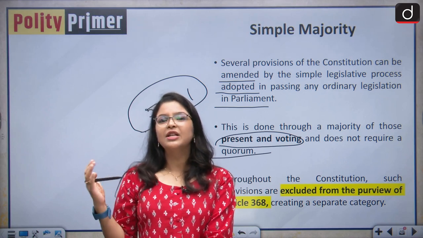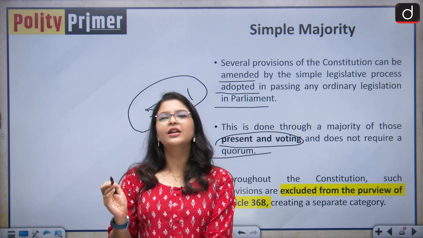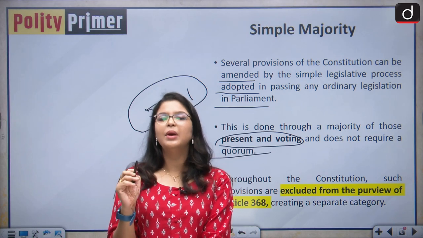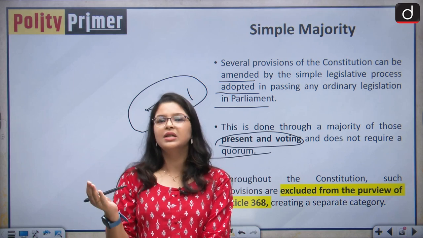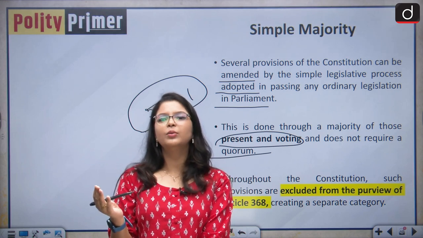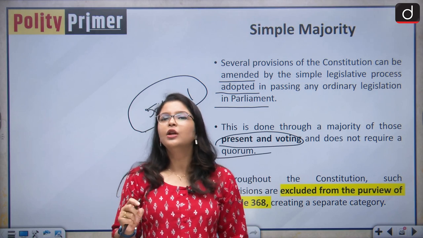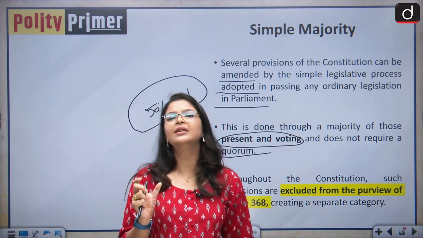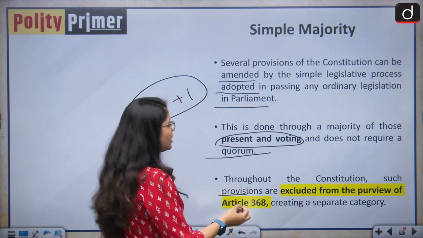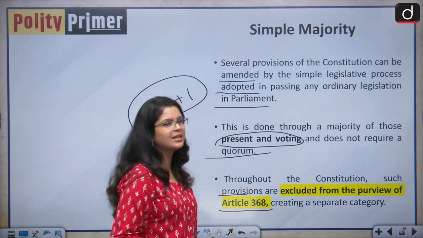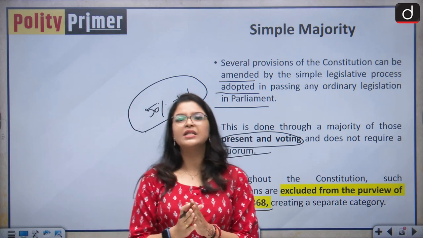So we were imagining parliament as a class, and if out of the 100 members who are present, 50% plus one member votes in favor, then it is considered to be passed by a simple majority. No mandatory quorum is required in this case. Throughout the constitution, such provisions are excluded from the purview of Article 368, creating a specific category.